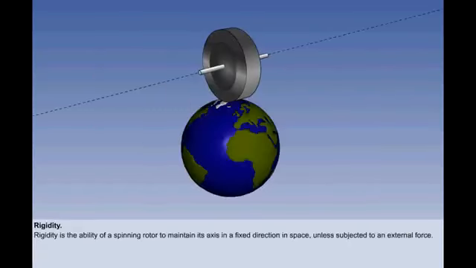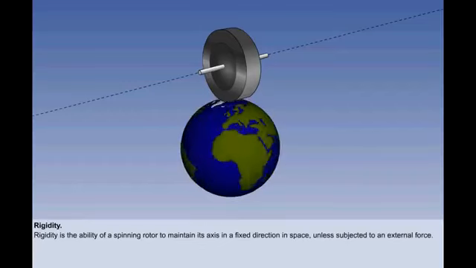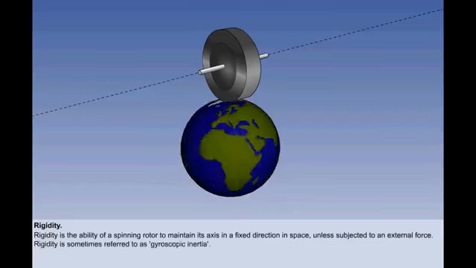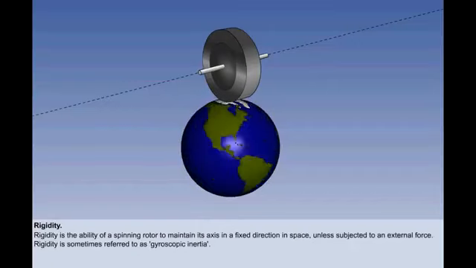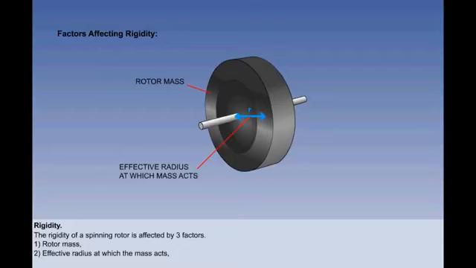Rigidity is the ability of a spinning rotor to maintain its axis in a fixed direction in space, unless subjected to an external force. It is caused by the inertia of the spinning mass of the rotor, and rigidity is sometimes referred to as gyroscopic inertia. The rigidity of a spinning rotor is affected by three factors. The first of these is the rotor mass. The second is the effective radius at which the mass acts. And the third is the speed of rotation.